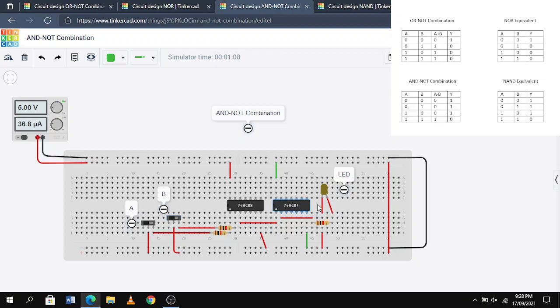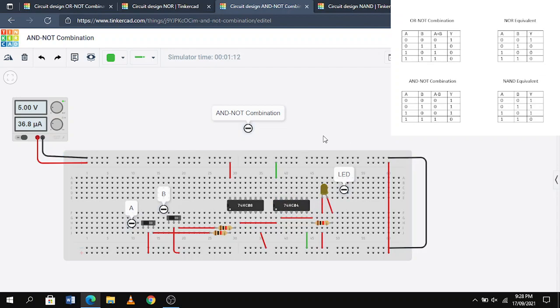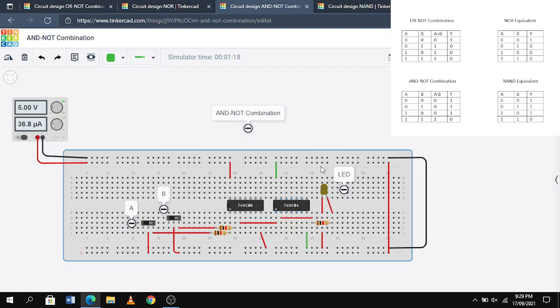It inverts whatever output is coming. So normally at the AND gate, it must be both at logic 1 so that the LED is at logic 1. Now it's the opposite because of the hex inverter. The LED is at logic 0.